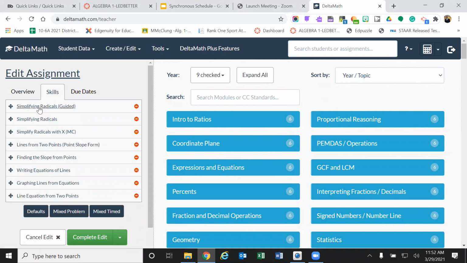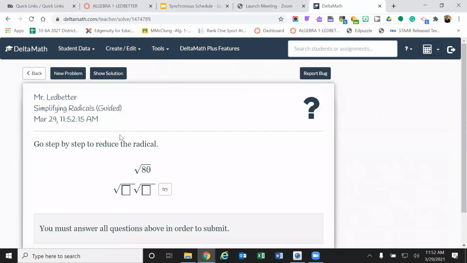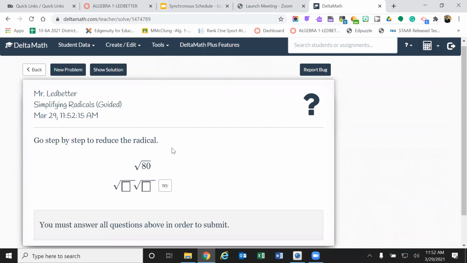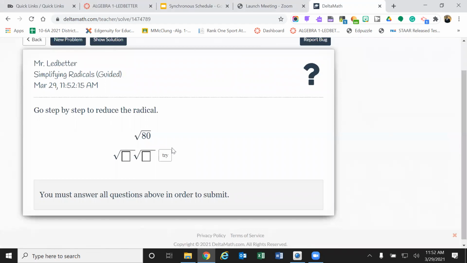All right, so the first one I'm going to start with is simplifying radicals. It's guided. So this one's kind of nice. It says go step by step to reduce the radical. Now, you can pick any two numbers to simplify the radical. I like using something called the factor tree.